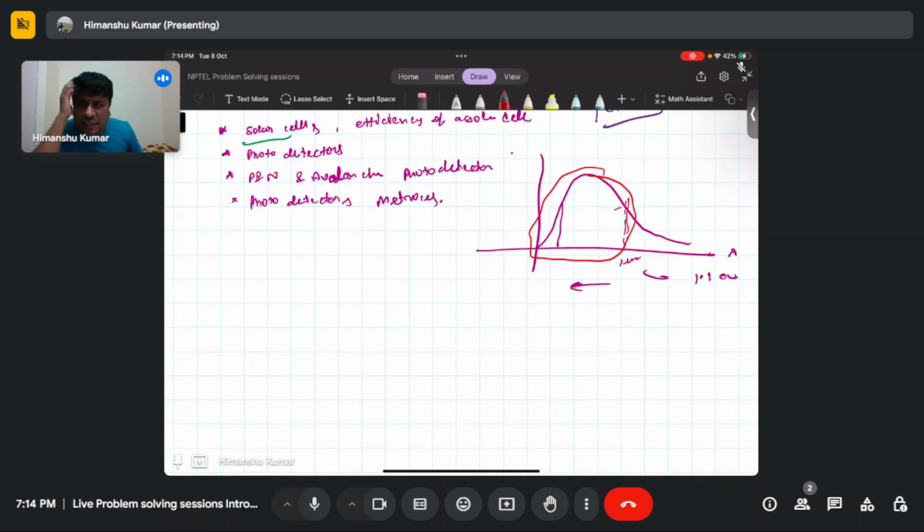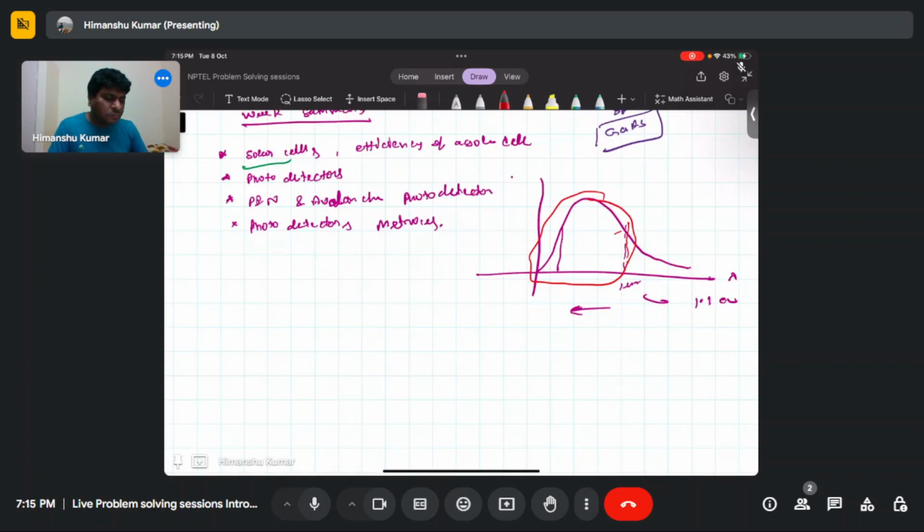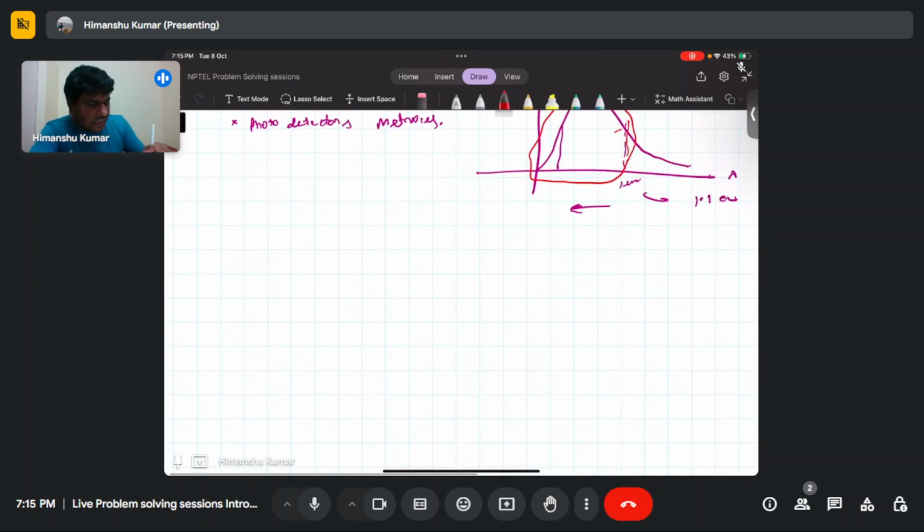Quite a number of amorphous silicon solar cells are also around, because cost-wise they are better. You can compromise some efficiency in terms of cost, and then you can have better penetration of installation. So ideally, a solar cell is nothing but a PN junction.